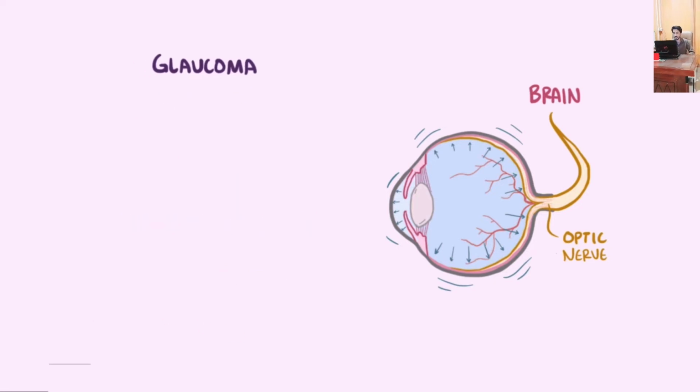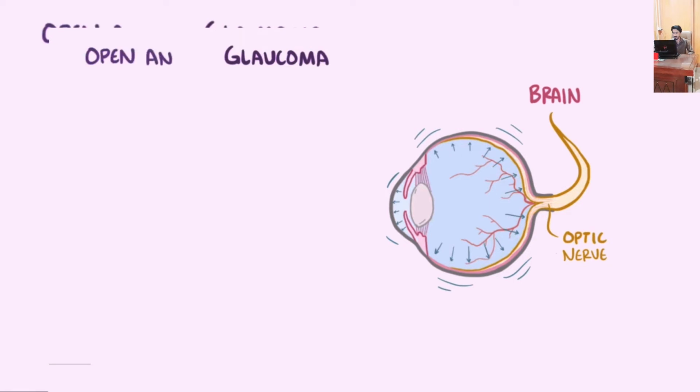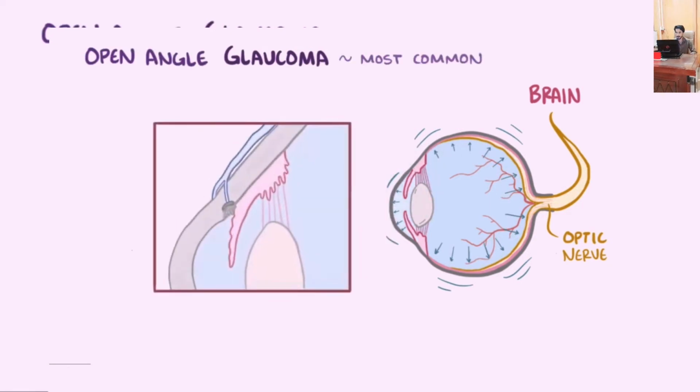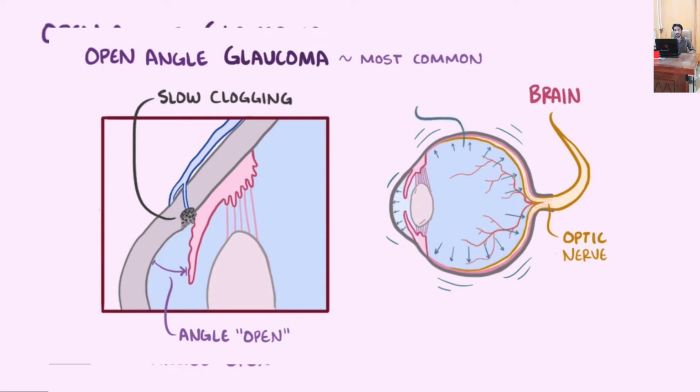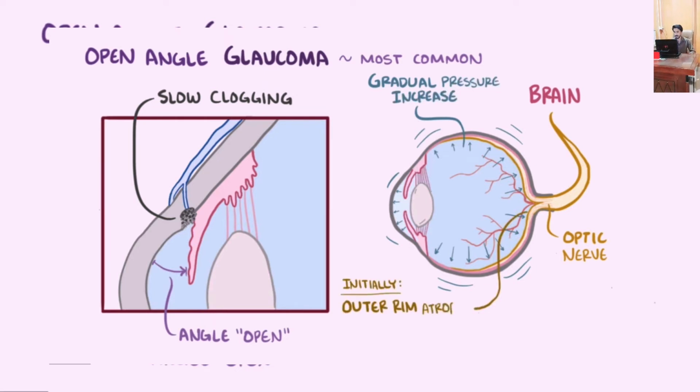And this means that over time, as the optic nerve gets damaged, glaucoma leads to vision loss. Now, there are a couple types of glaucoma. First, there's open angle glaucoma, which is actually the most common, and it has this name because the angle between the cornea and the iris is open. In this type, the drainage system slowly gets clogged over time, and so there's this gradual increase in pressure on the optic nerve. This increase in pressure initially results in atrophy of the outer rim of the nerve, resulting in a decrease in peripheral vision. As that pressure increases even more, though, there's continued damage to the optic nerve, which eventually leads to a loss in central vision as well.